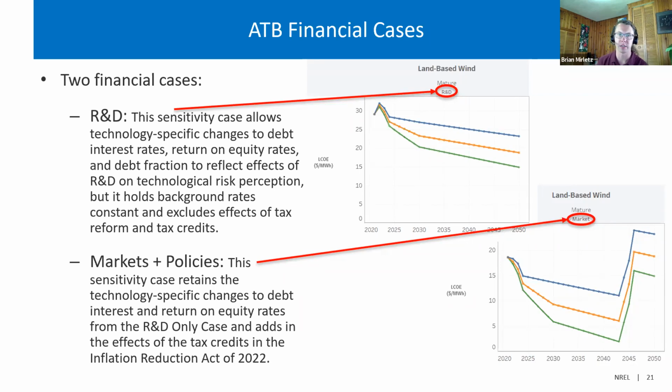Because we're holding those things constant, we have to exclude the effects of tax credits. The markets and policies case uses those same interest and return on equity rates, but then adds in the effect of tax credits from the Inflation Reduction Act of 2022. And the charts here show one case for land-based wind, so you can see the impact of the tax credits on LCOE.